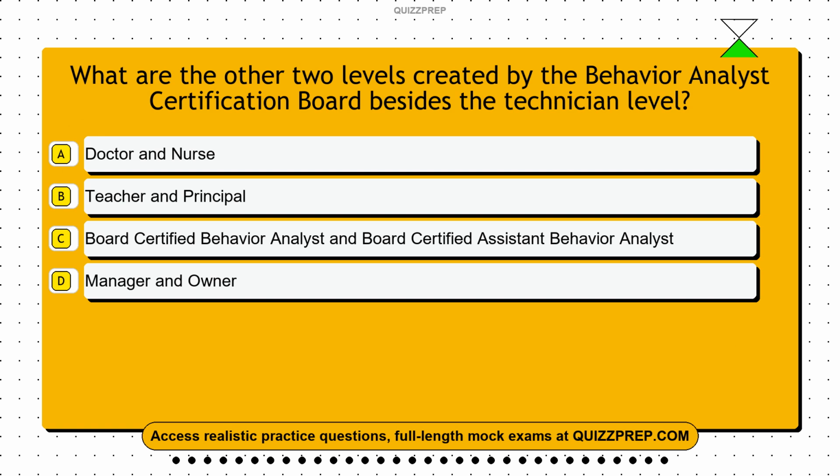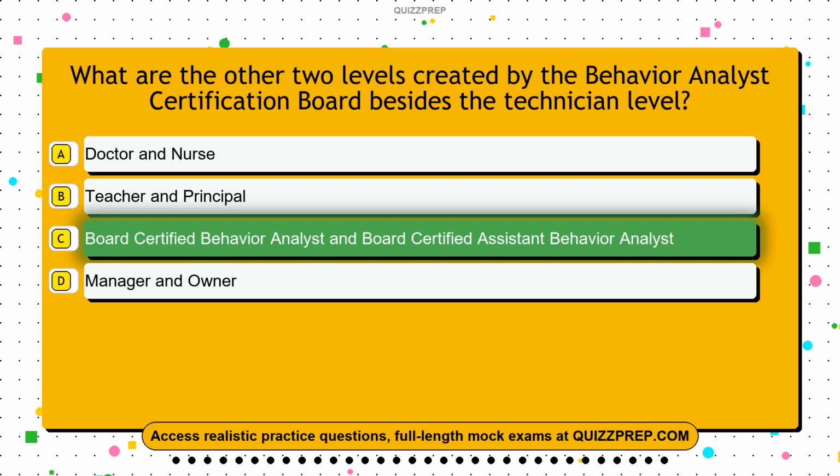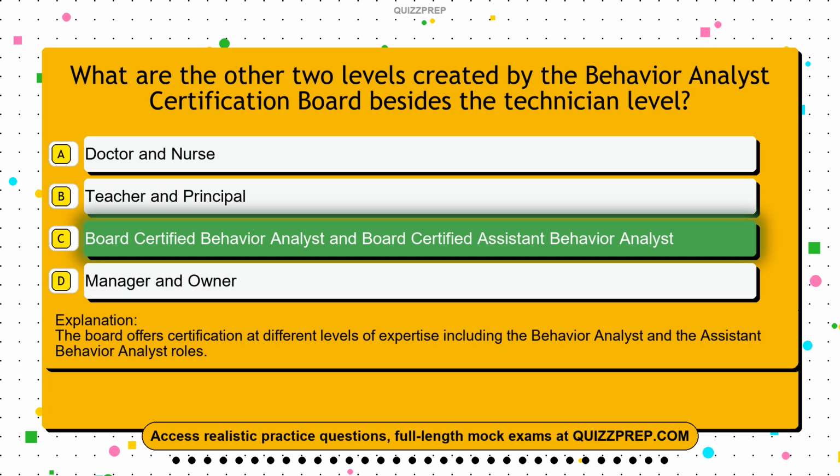Question 15. What are the other two levels created by the Behavior Analyst Certification Board besides the technician level? Option A, doctor and nurse. Option B, teacher and principal. Option C, board certified behavior analyst and board certified assistant behavior analyst. Option D, manager and owner. The correct answer is option C, board certified behavior analyst and board certified assistant behavior analyst. The board offers certification at different levels of expertise, including the behavior analyst and the assistant behavior analyst roles.